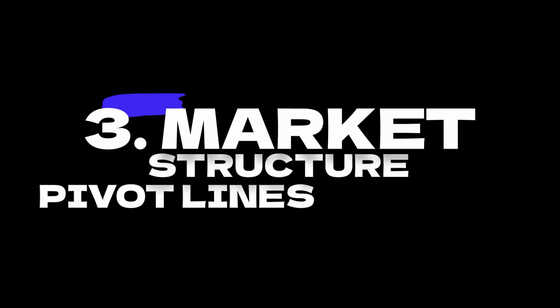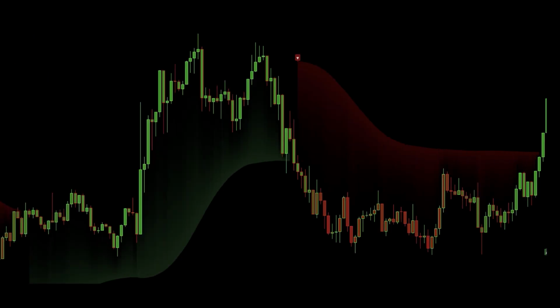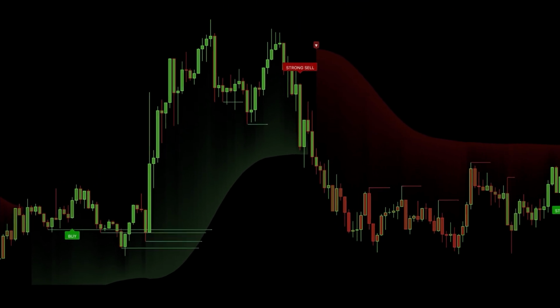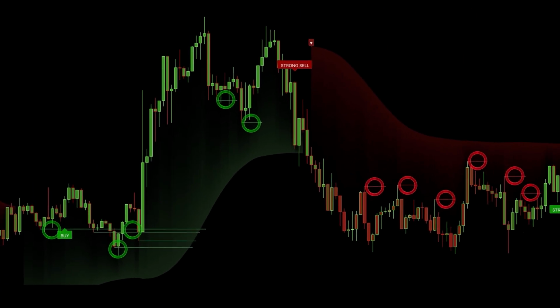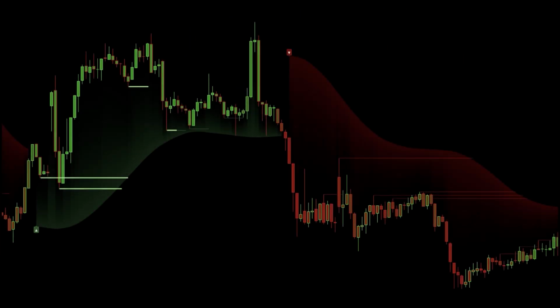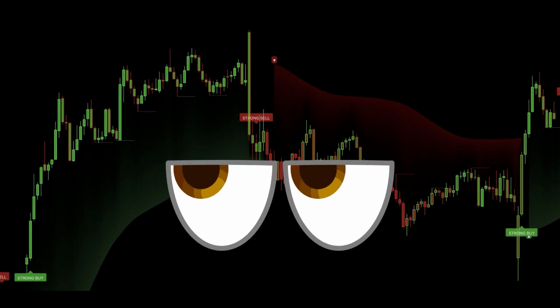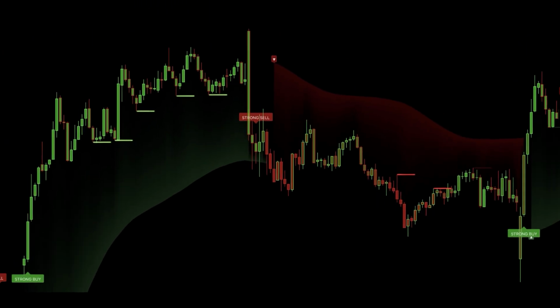3. Market structure. Pivot lines. Visualize key battle zones. Markets respect structure. Volutrend automatically draws horizontal pivot lines based on recent highs and lows, marking key zones where price is likely to react. These lines stay on your chart until price breaks them, acting as smart support or resistance. And to make it even clearer, Volutrend overlays the average volume over the last 6 bars right on these pivots, giving you a powerful read on how much interest is sitting at each level.